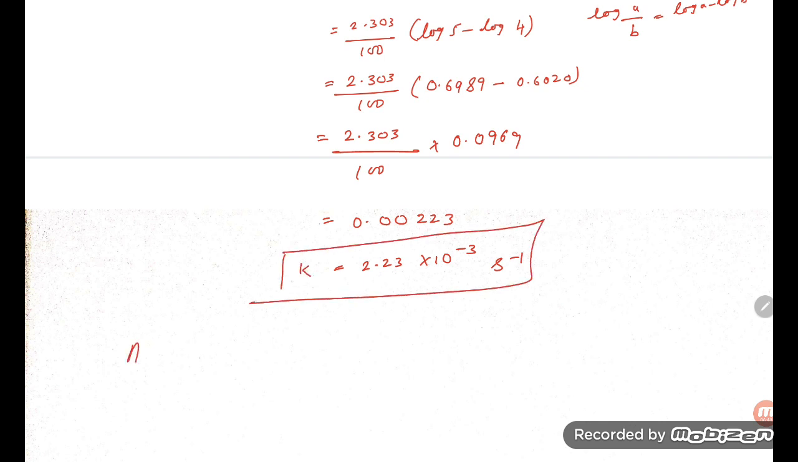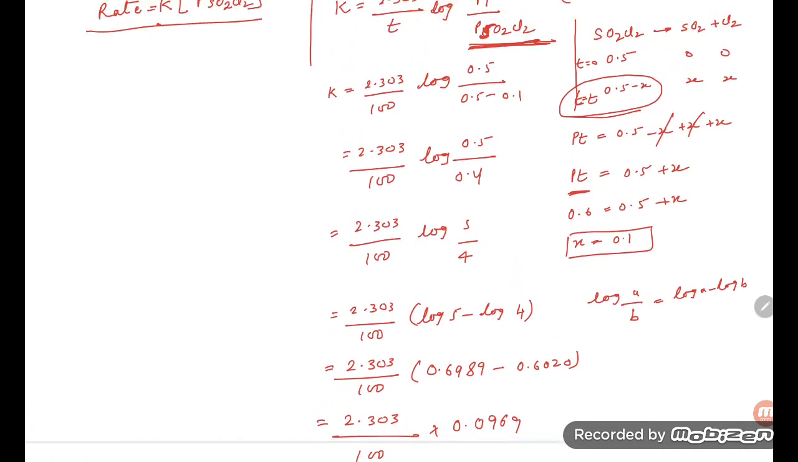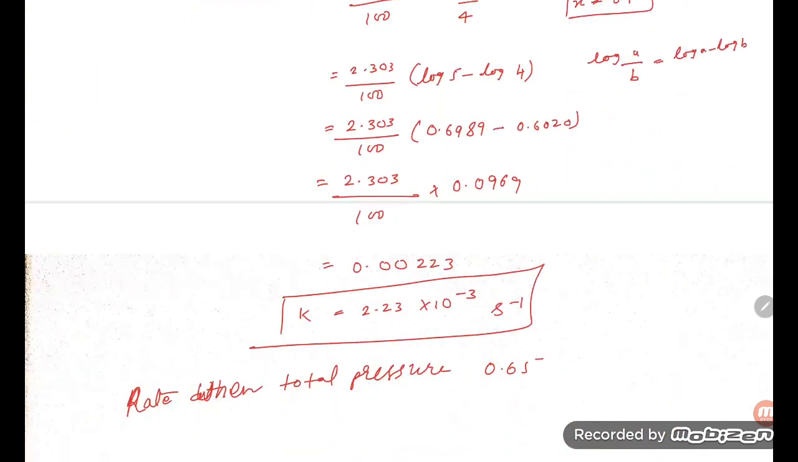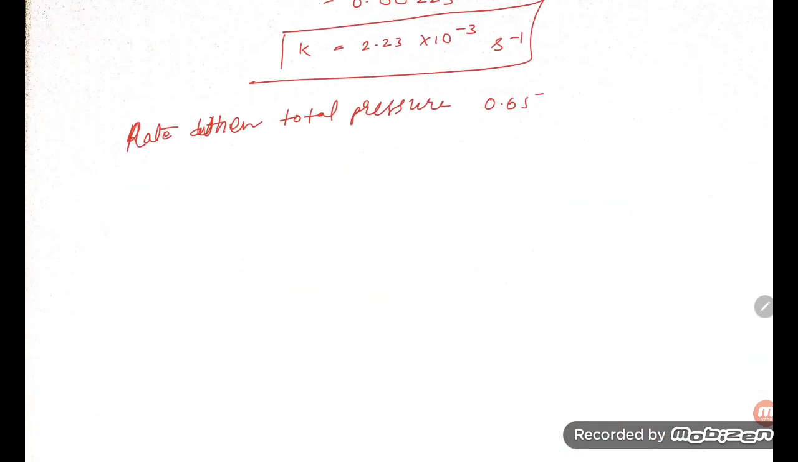Now they are saying, student, this is the question: calculate the rate when the total pressure is 0.65. You can see it in the question here. Total pressure, they are saying 0.65. So the same equation you can use now, student.